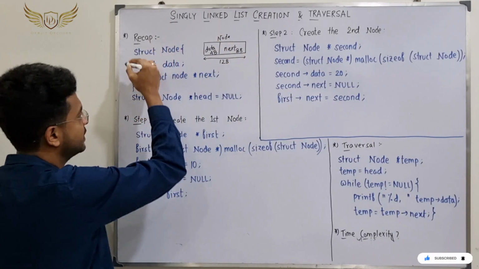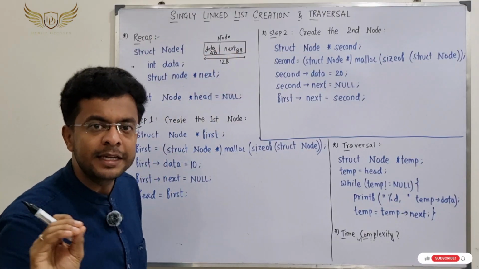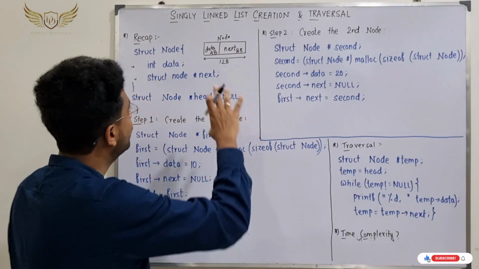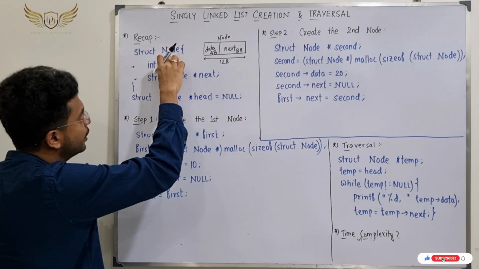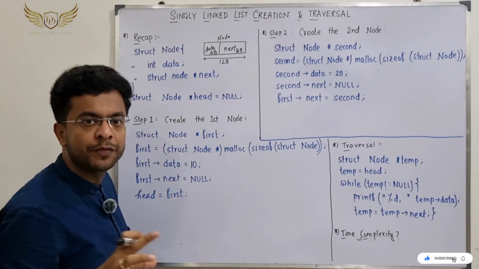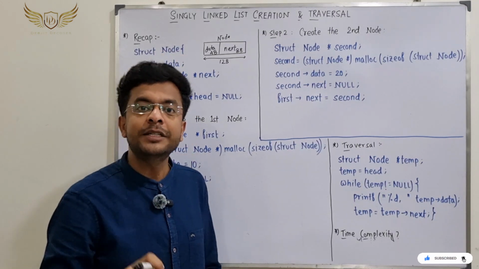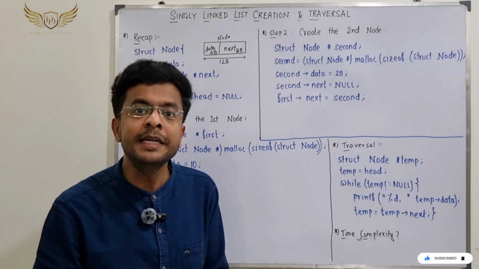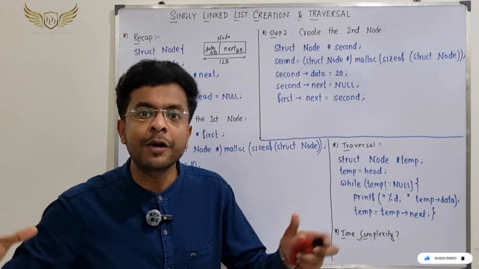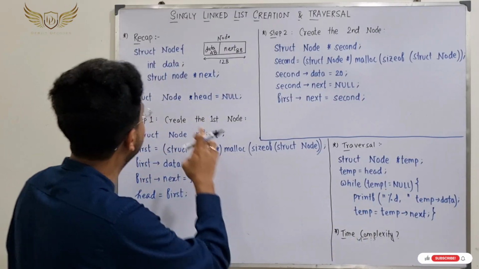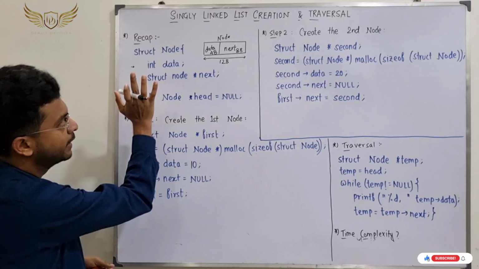This is the meaning of this thing. So I have done this so far, right? We have only talked about the structure of a node. Structure, what is it? It is a user defined data type, where we are combining, keeping all sorts of data types together inside it.